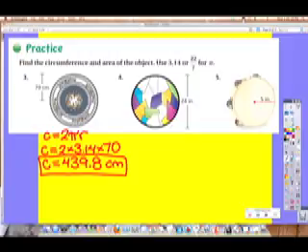Next one. This is 24. Is the 24 the radius or the diameter? Okay, let's use the diameter formula then. So stay with me. So circumference is pi d.